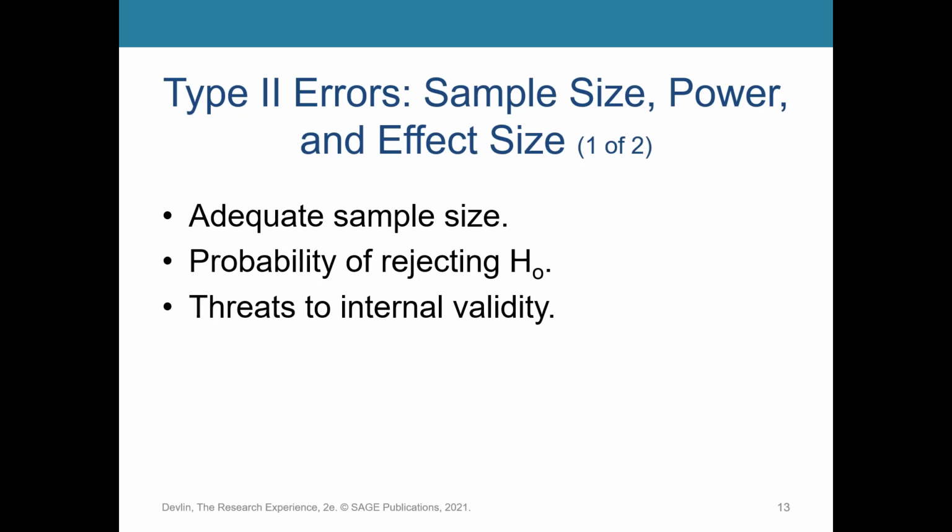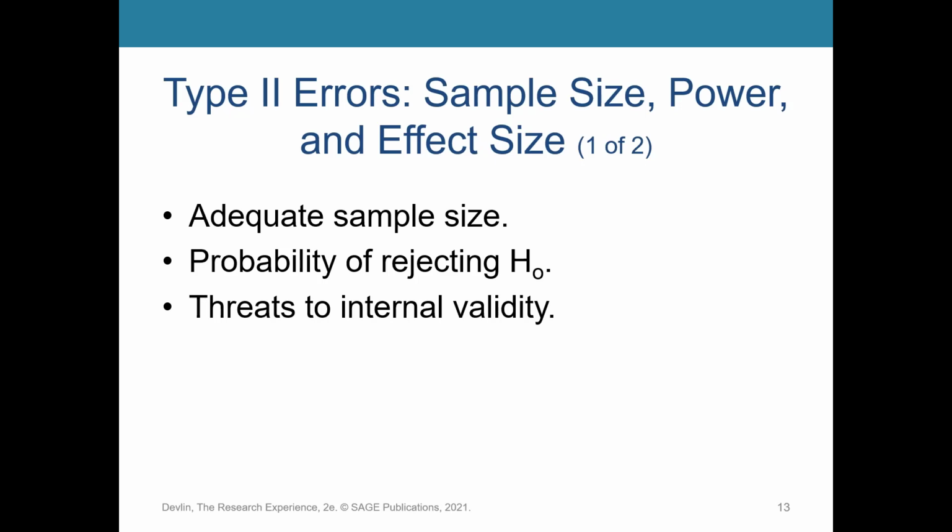So what really affects type 2 error? It's really about sample size. Generally speaking, you want to have an adequate sample size, and you could do what we call a power analysis before you run your study. But what you really want to do is, the larger your sample, generally the less of a risk of making a type 2 error.